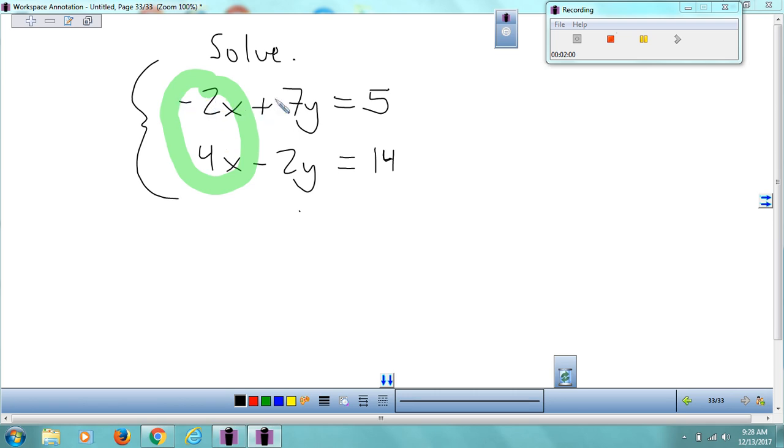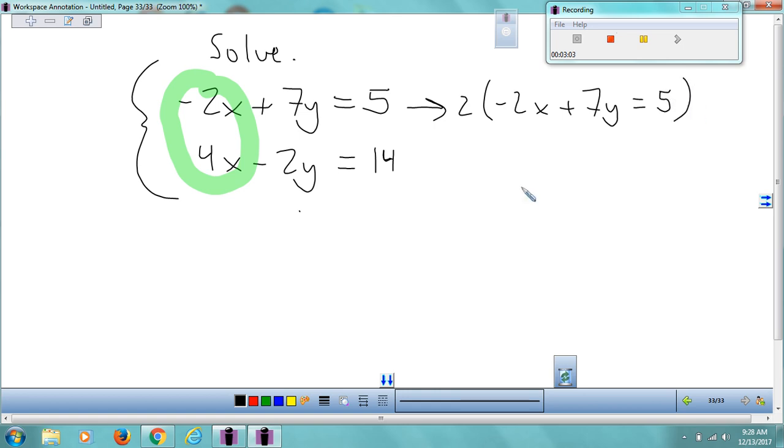Basically, we're going to take this whole top equation, and I'm going to double everything in it, therefore keeping it balanced and equivalent to its original equation. So when I double this, I will get negative 4x plus 14y equals 10. So I doubled everything in the top, created a new equation, but I accomplished my goal. My x term became negative 4x, which is the opposite of 4x. Now I'm going to copy the bottom equation.